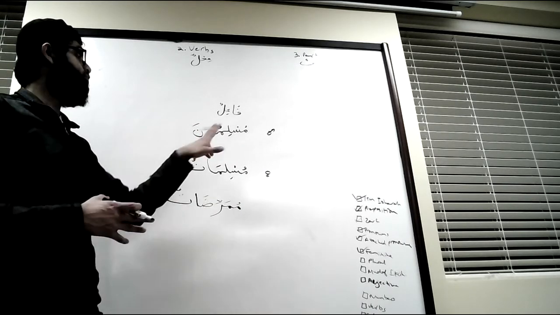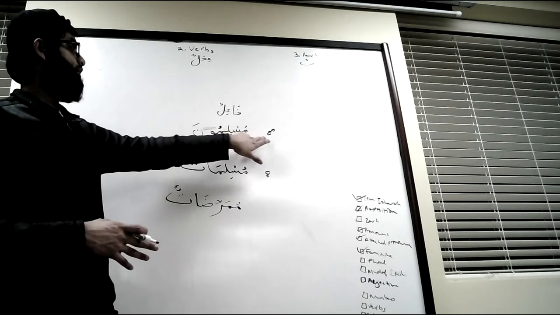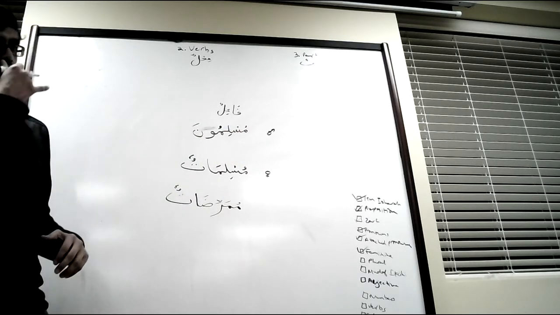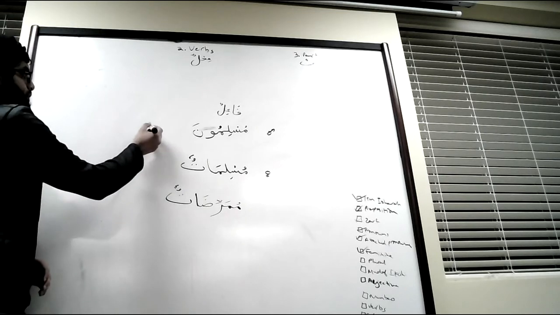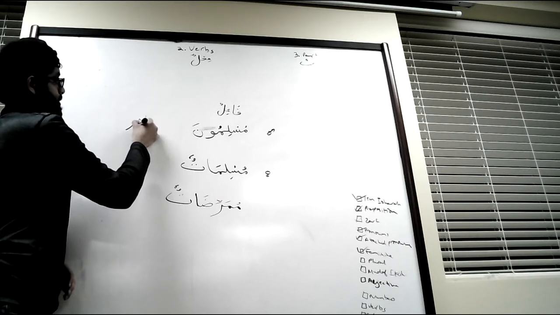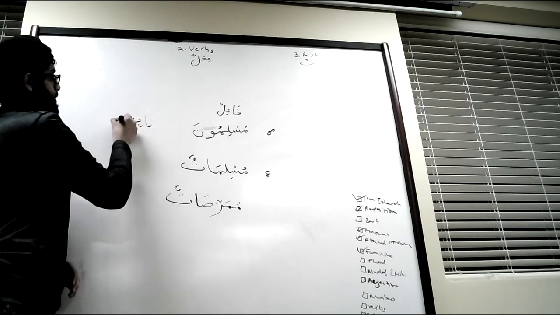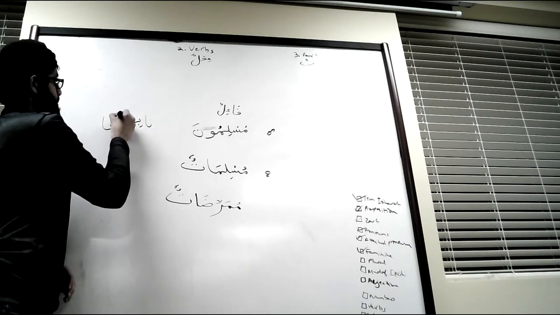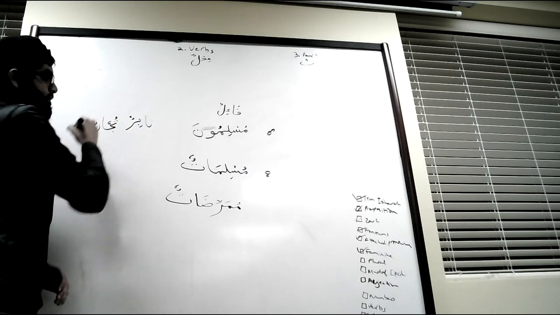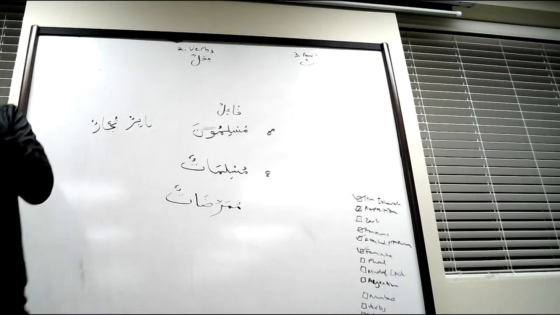So there's two ways for masculine. There's this way, which is adding an una. Then there's also the broken way, which is all those patterns, right? So what's the plural for tajirun? Tujjarun, right? So this is the pattern of fu'al, right?